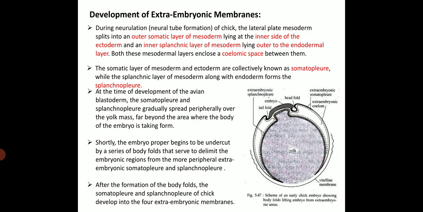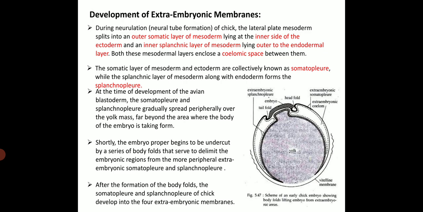During neurulation, that is, when there is formation of the neural tube of the chick, the lateral plate mesoderm splits into an outer somatic layer of mesoderm on the inner side of the ectoderm, whereas the inner splanchnic layer of mesoderm lies outer to the endodermal layer. Both these mesodermal layers enclose the coelomic space between them. The somatic layer of mesoderm and ectoderm are collectively known as somatopleure, whereas the splanchnic layer of mesoderm along with the endoderm forms the splanchnopleure.